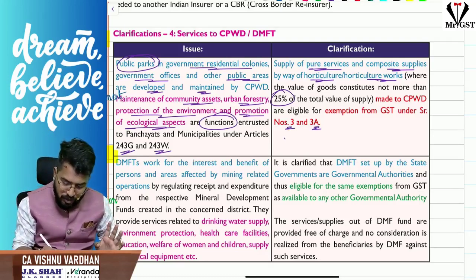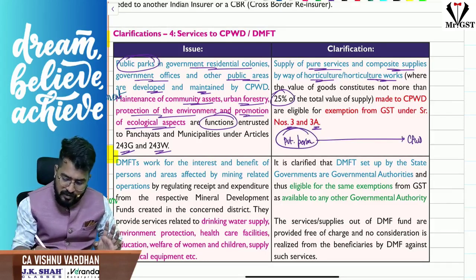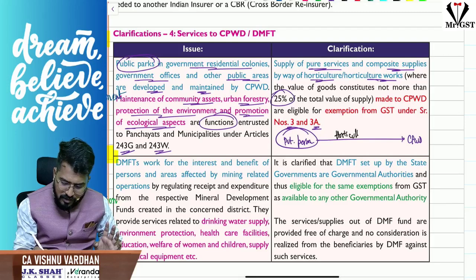So in short, any private person is providing services to CPWD. What is the service? Services with respect to horticulture and the other works, horticulture and related works.